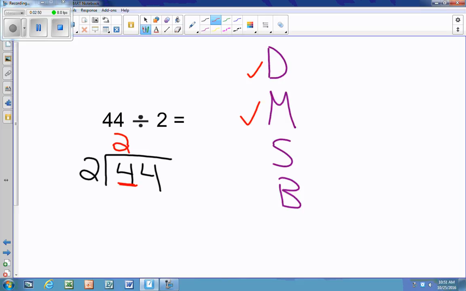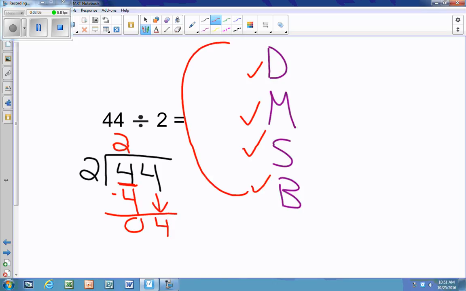Then I go to multiplication. 2 times 2 is 4. Then I go to subtraction. I'm now going to subtract my 4 minus 4 is 0. And then I bring down. Once I bring down, I have to circle all the way back up to the top.